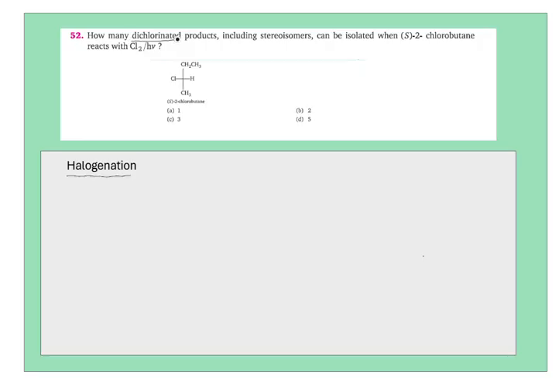Why does it say dichlorinated products? Because your reactant, that is 2-chlorobutane, already has one chlorine. So when you do halogenation of this, you are going to get dichloro products. That is one thing. Second, stereoisomers. That means they are combining two properties, that is halogenation with isomerism. And also you see here it is S-2-chloro.